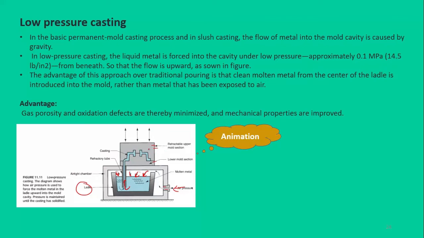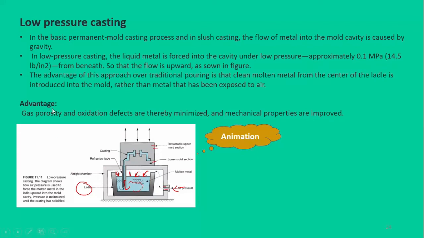So the advantage of using this kind of technique is that the molten material that is filling the mold cavity is pure compared to the material that is used in other types of casting. Why is that so? Because the molten material that is going into the mold cavity is from deep inside the molten pool. So in this area, the molten material is not exposed to the outer atmosphere. So that's why it has fewer impurities or less gas porosity, while the material at the top of the molten pool is exposed to the atmosphere, so it might have some defects or oxides in it. So that's why in low pressure casting we have a somewhat purer product.